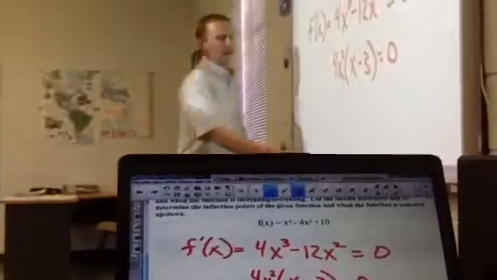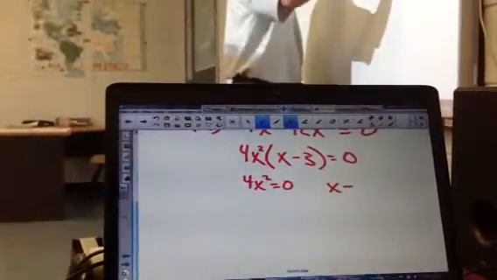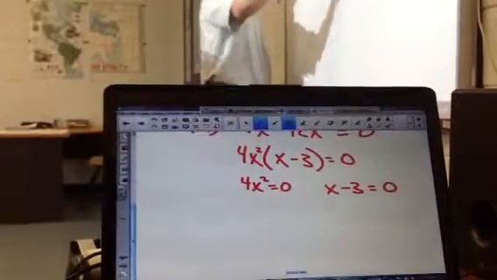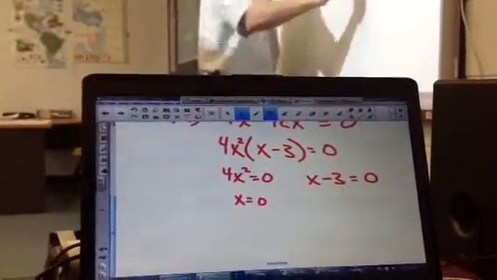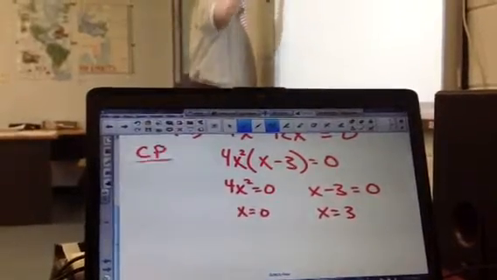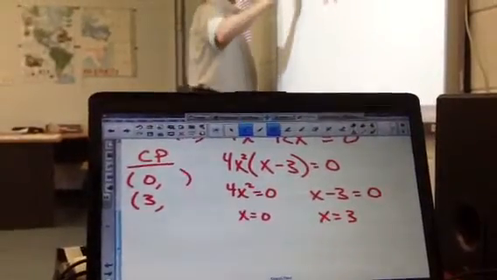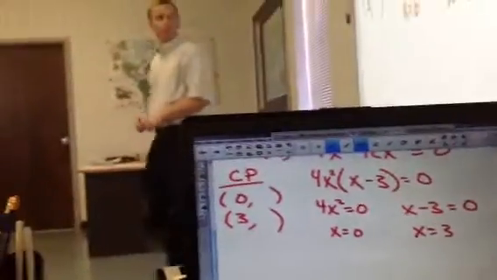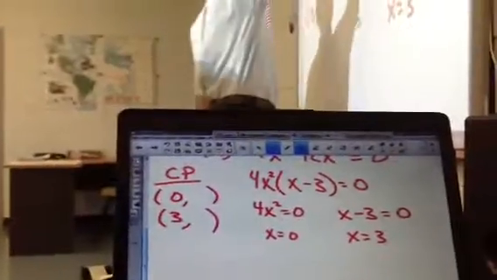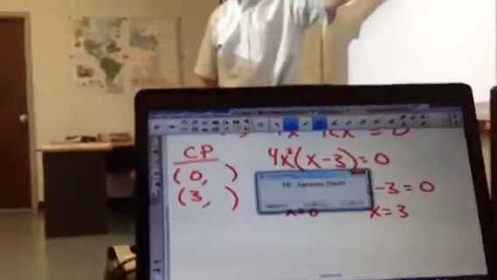Once you've factored, you set each part equal to 0. And here we'll divide and do the square root and get x equals 0. Here we'll move the 3 over and get x equals 3. So we have two critical points. Critical point at 0 and a critical point at 3. How do I get y value? You plug it in to the original equation.